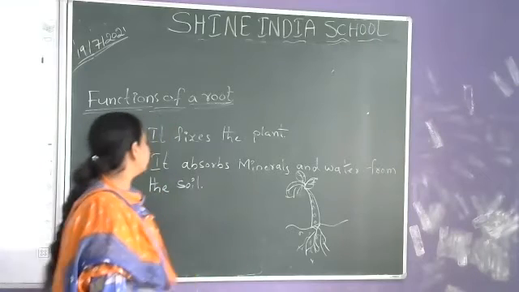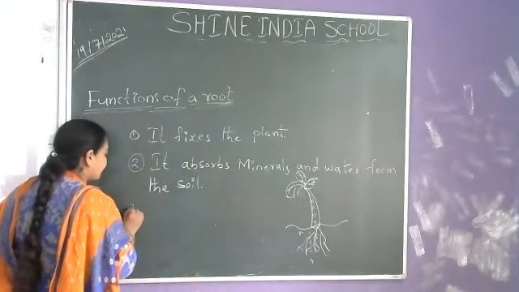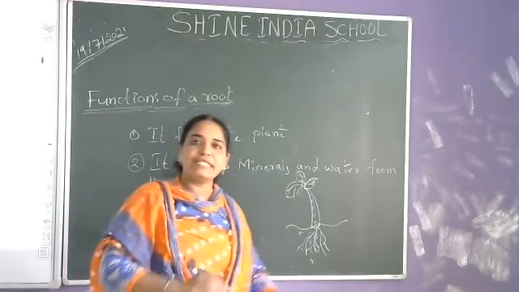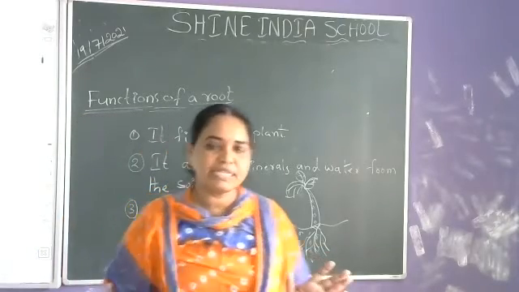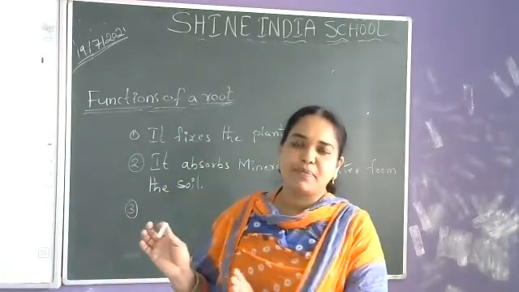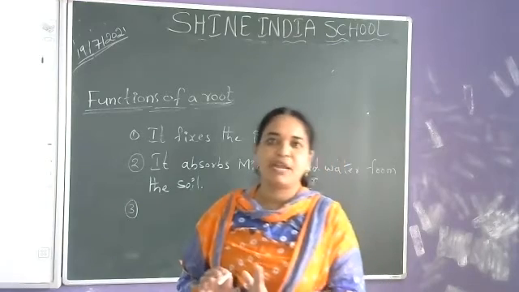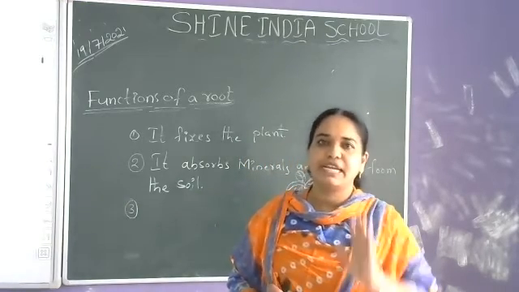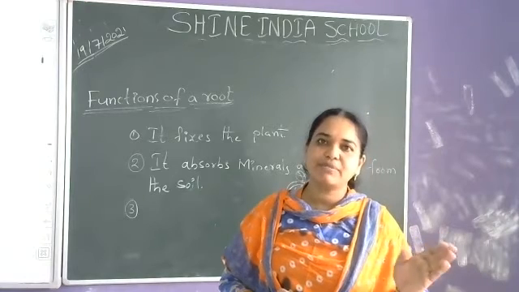And when it comes to the third function, another function, as with the stem, we discussed the stem. The leaf prepares the food in a plant, and the excess food which is there, as I said, sometimes it stores in the leaf, sometimes in the stem.